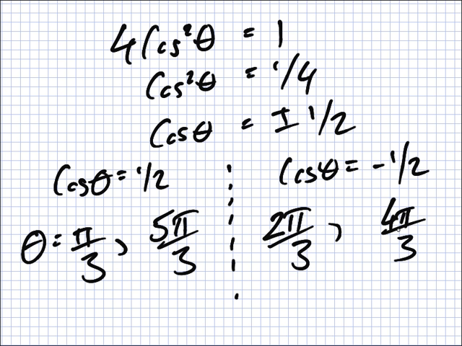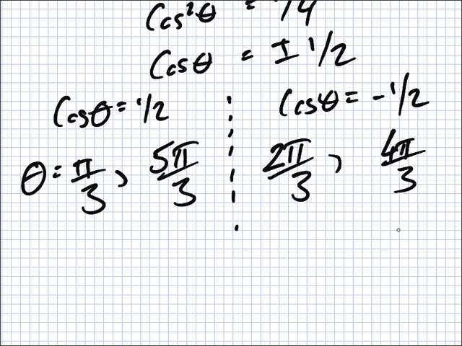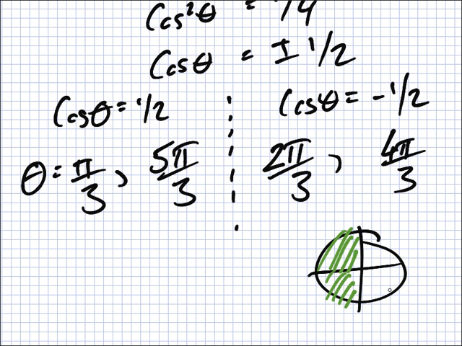But cos theta is negative, so it can't be the fourth quadrant. Cos theta is negative. Could it be in the first quadrant? No. Could it be in the second quadrant? Yes. Could it be in the third quadrant? Yes. Could it be in the fourth quadrant? No. 2 pi over 3, which quadrant is that in? Second. So where's the other answer? The other side, in the third quadrant. Okay.